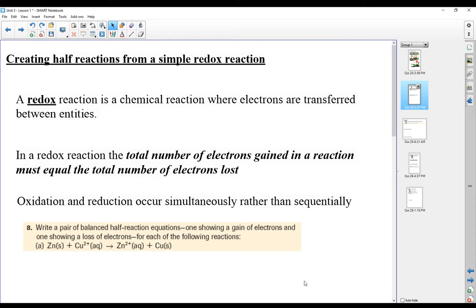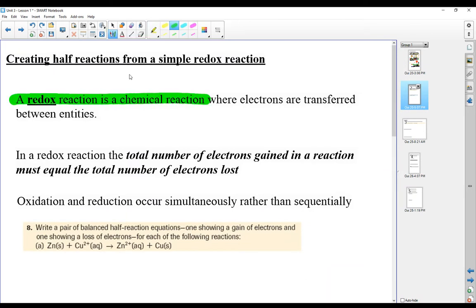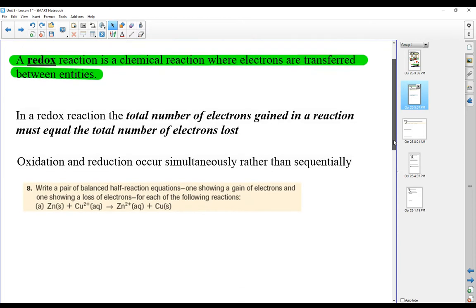And welcome back. So just before the break, I said we are going to look at creating half reactions from a simple redox reaction. So a redox reaction is a chemical reaction where electrons are transferred between entities. I've been using this term redox here, and this is our thermochemistry unit, where we look a lot at this term. A redox reaction is a chemical reaction where electrons are transferred between entities. Entities just means that electrons are being transferred between species in the reaction.